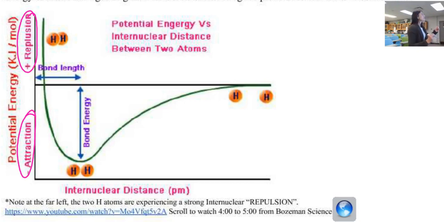What happens is, when you have your atoms, and by the way, what our x-axis is referencing is our internuclear distance. Internuclear: inter simply means between, and nuclear means the nucleus. So it's the distance between the nuclei, okay? So you have two atoms, and then you have the distance between the two nuclei.